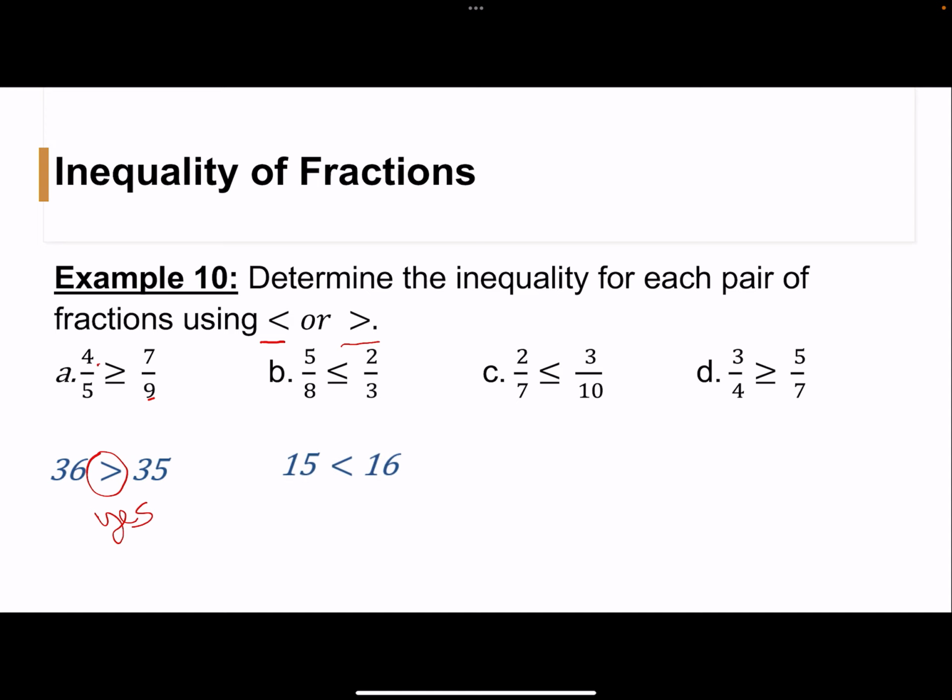All right, if I cross multiply, A times D, 5 times 3 is 15. Is 15 less than or equal to 16? Yes, that is true. Is 20 less than or equal to 21? Yes, that would be true. And 3 times 7 is 21. Is 21 greater than or equal to 20? Yes. So this is how we would determine. We simply do the cross products.